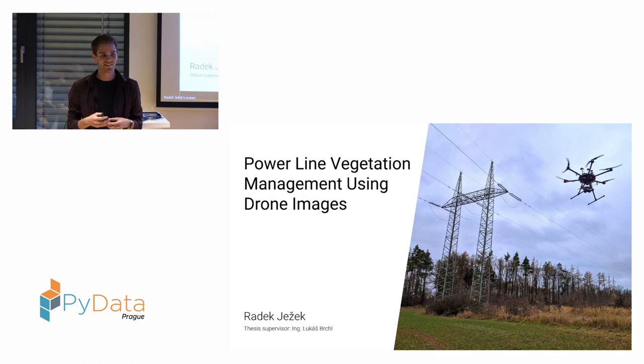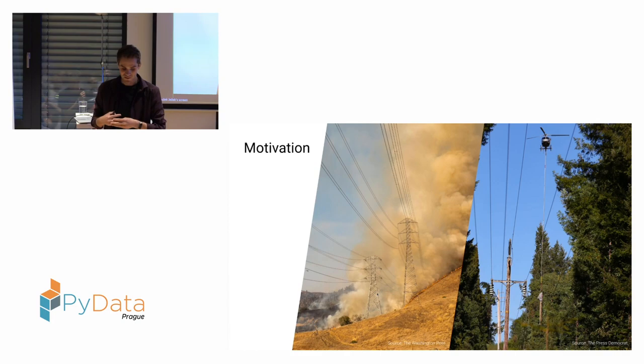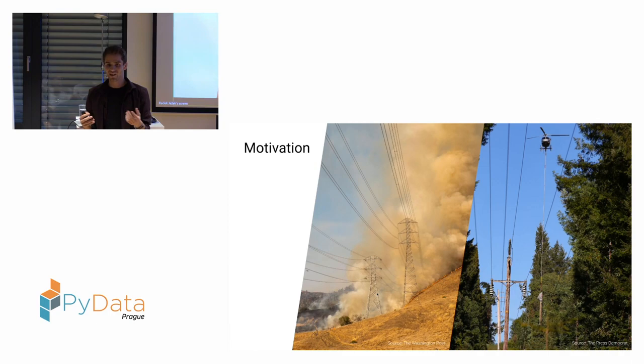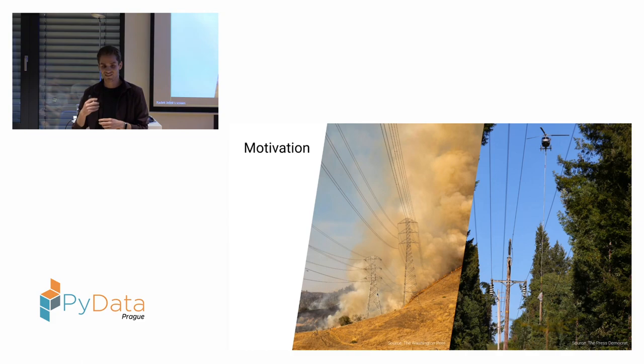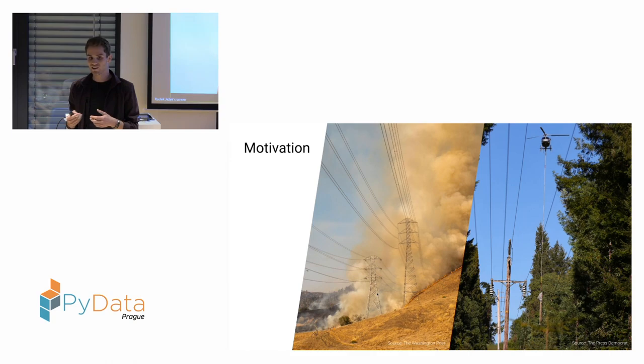So it was introduced already, so I will just start with the motivation and what the problem really is. So basically, it's quite simple. You have power lines everywhere, hundreds of kilometers of them. Ever since I started this project, I just noticed them everywhere. And sometimes they go through densely vegetated areas, like forests. And obviously, there's the potential for a tree colliding with the wires. And that's what you want to avoid.